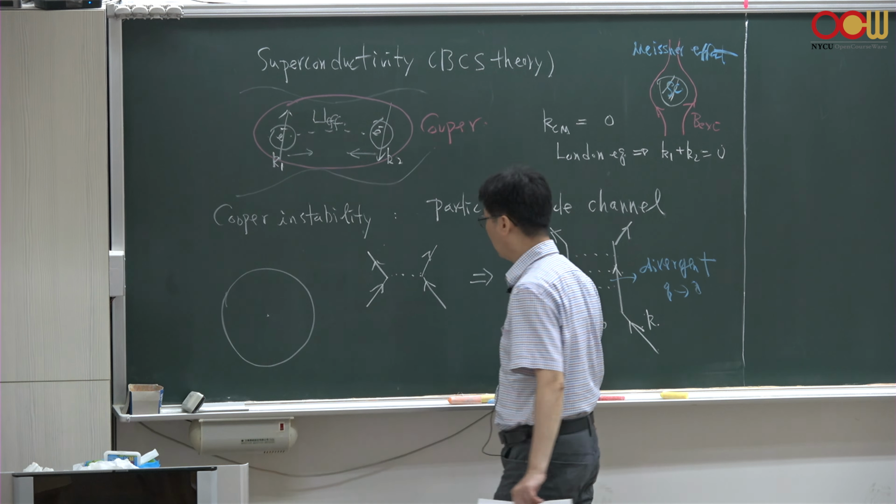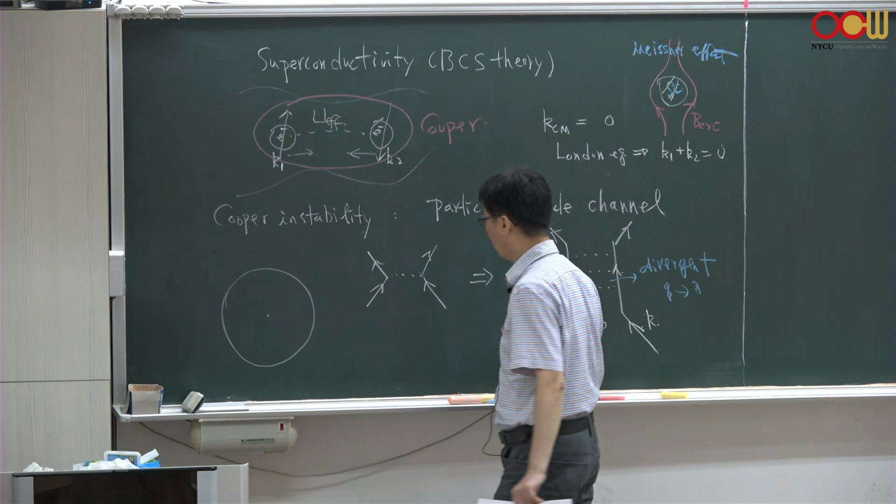So, but why does it happen? Why does this pairing occur? We could look at this diagram right here and calculate the contributions of this so-called particle-particle channel of electron scattering when they have this effective attraction.